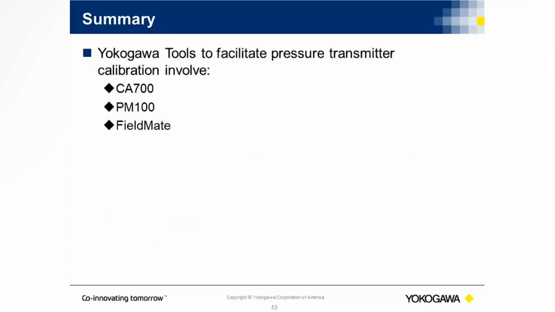Lastly, we did a brief overview of the Yokogawa tools that are used for pressure transmitter calibration. So this involves the CA700 portable pressure calibrator, the PM100 high pressure module that extends the range of the CA700, and finally FieldMate, which is the device interaction software that combines all these pieces together and allows you to perform calibration work on one centralized unit.